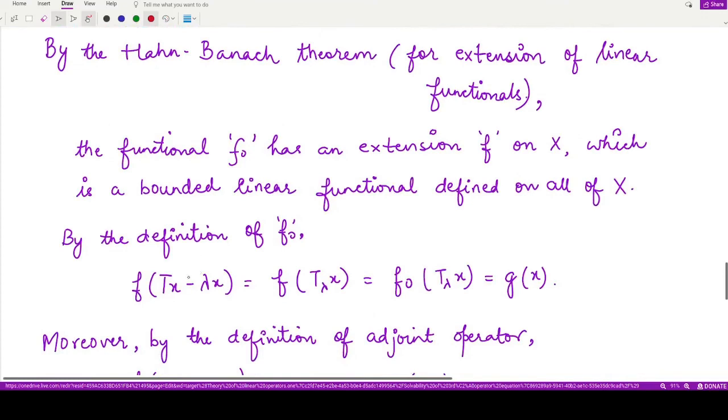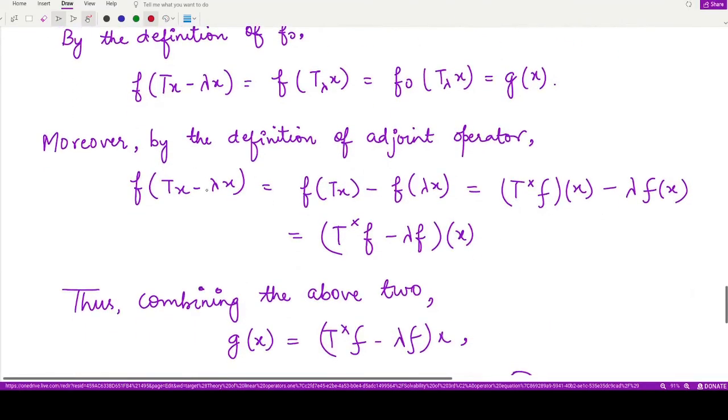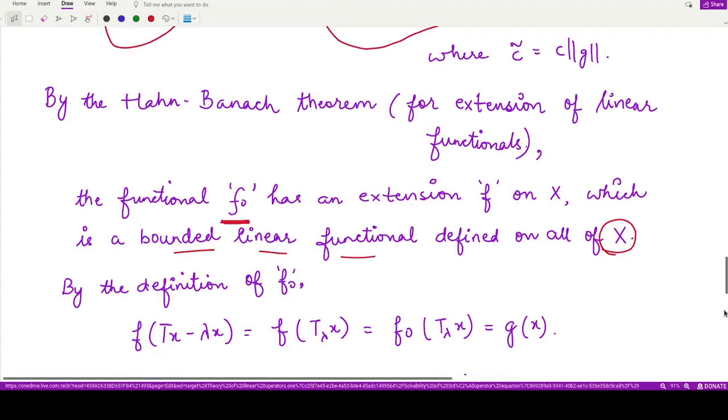So here we can apply the Hahn-Banach theorem, which provides the extension of the linear functional. So we can say that the functional f0 has an extension f, and that extension is also a bounded linear functional defined on the whole of the normed space. So we can define this f of Tx minus lambda x, once we have the bounded linear functional which is a linear extension of the functional f0. So f is the extension of the functional f0.